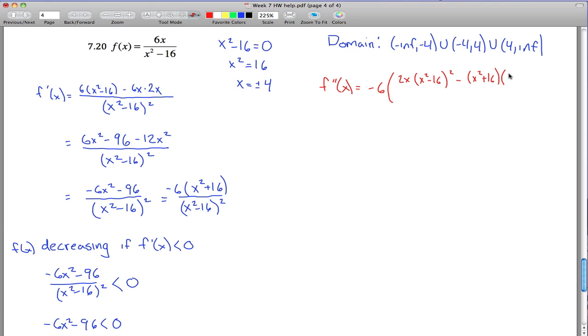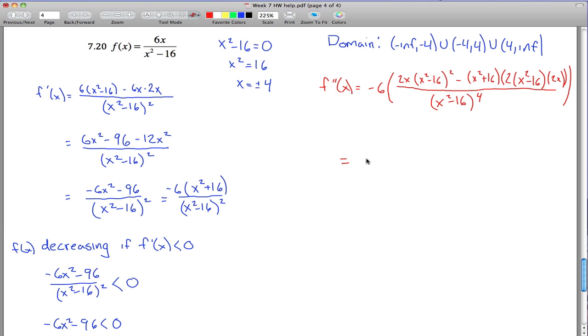Outside function is x squared. So we've got x squared minus 16. But then you're not done. We've just taken care of that part. We still need the derivative of the inside, which is 2x. So close up all my parentheses here. And because we are using the quotient rule, that is all divided by x squared minus 16 squared squared. So up to the fourth. So this huge mess is our second derivative.